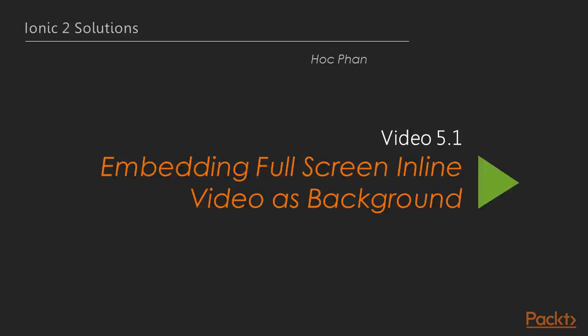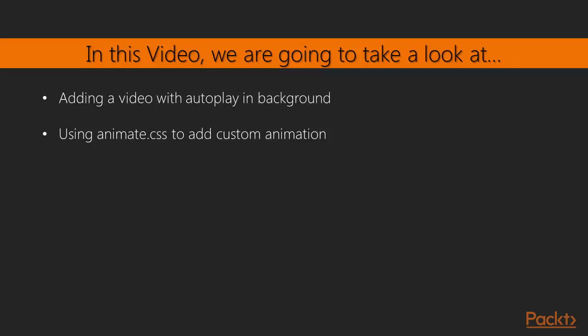Now we move on to the first video of this section that deals with embedding full screen inline video as background. In this video, you'll learn how to add a video with autoplay in the background and learn to use animate.css to add a custom animation to the app header text.